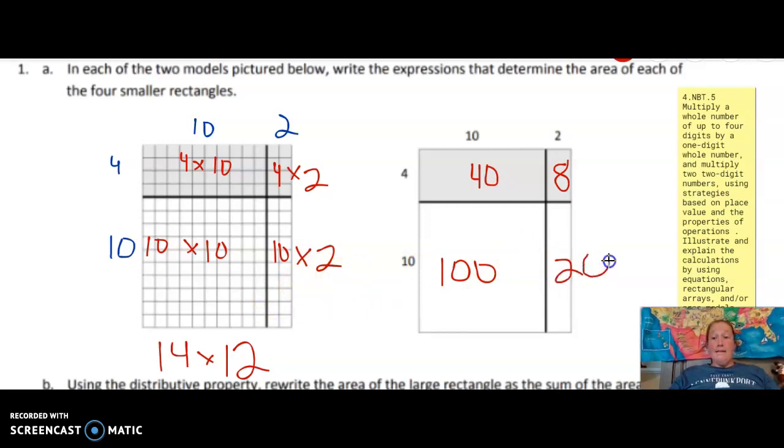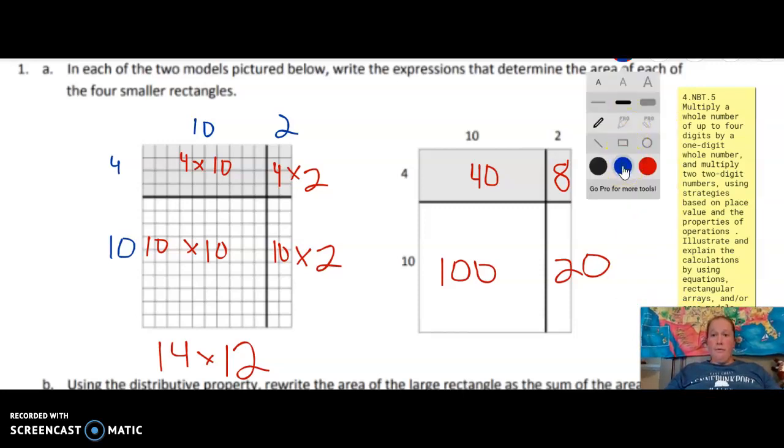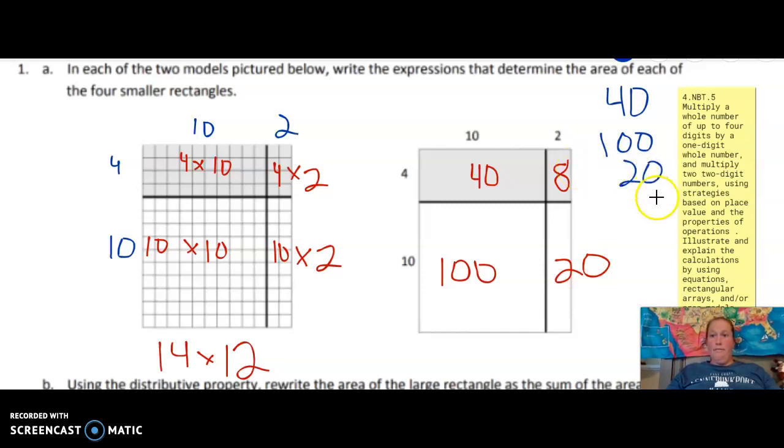Now, it doesn't ask us, but you could vertically write all the partial products and add them all up. So we could solve it. Let's do that, just because we can. All right, here we go. I'm going to do my 40, 100. It doesn't matter the order you put them in. 20. Just make sure you line it up by place value, and the 8.